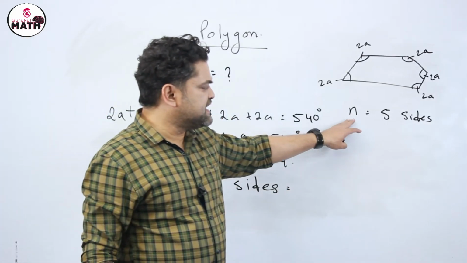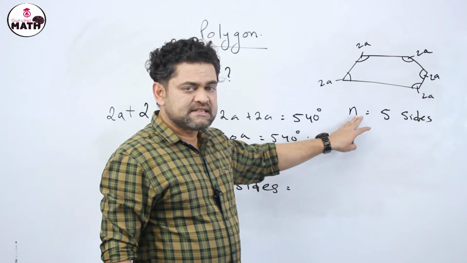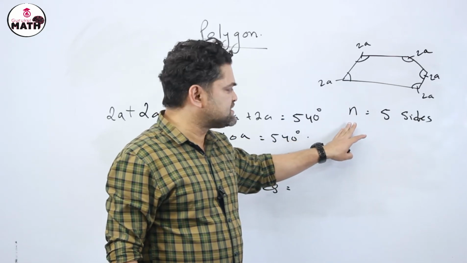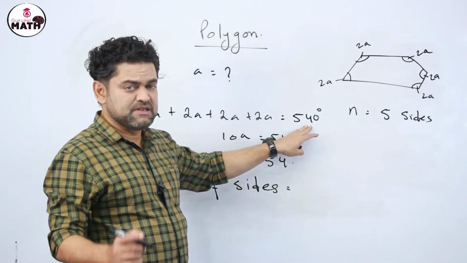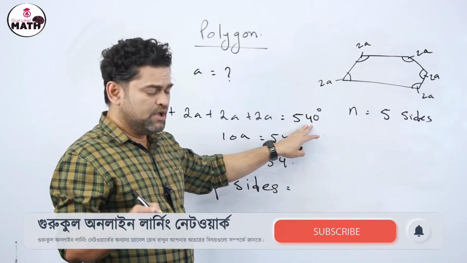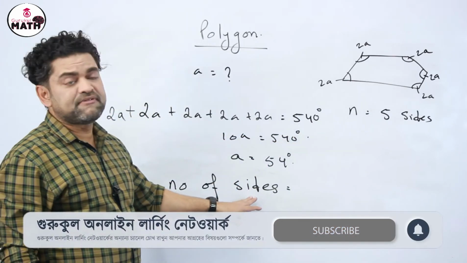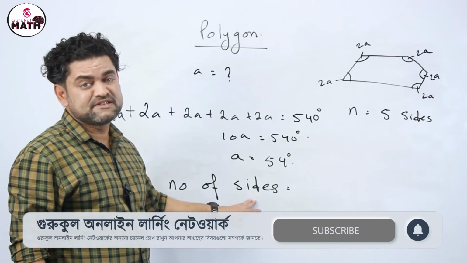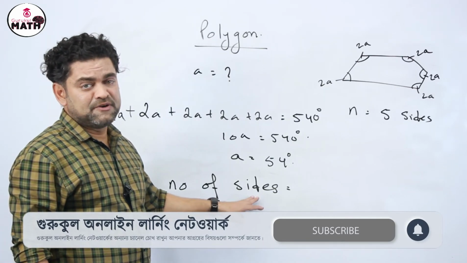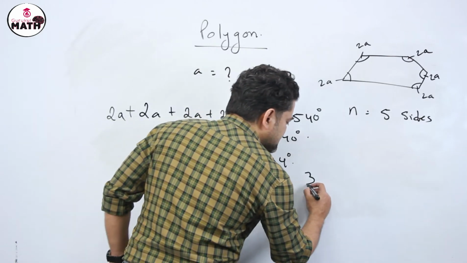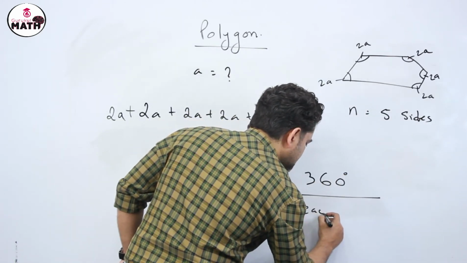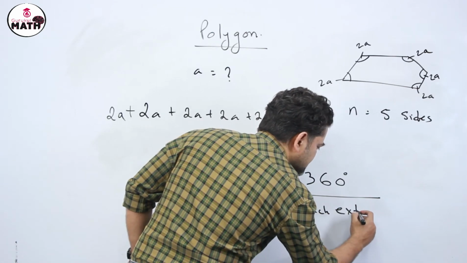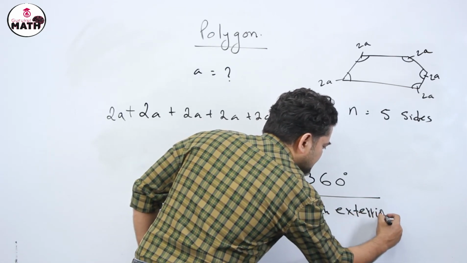N is indicating here, small letter n, the sides of a polygon. So here it was n equals 5. That's why we found 540 degrees by using the formula which I have shown you. And now the concept is, how will I find the number of sides? You might face this question too from a polygon. So the formula is 360 degrees divided by each exterior angle.